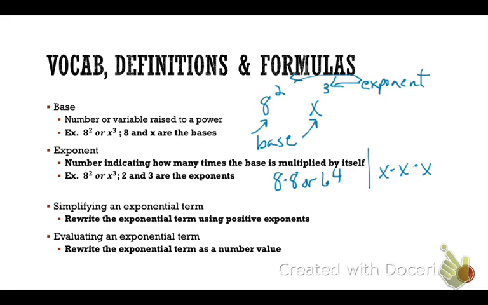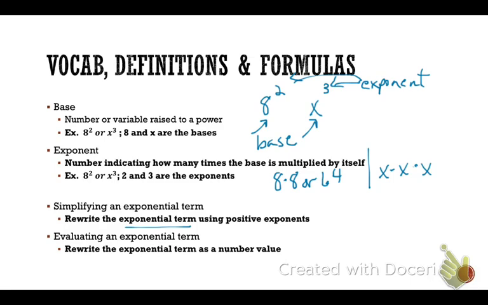Now we're going to talk about how to simplify an exponent term and how to evaluate. In math, simplifying and evaluating are two different things. So when you simplify, you just use the properties that you have and you rewrite, in this case, the exponential term using positive exponents only. When you evaluate, you usually will get a number value. So we're going to rewrite the exponential term, but as a number value. So when we simplify, we just use the properties and usually get it into an exponential form, and then when we evaluate, we get a number value.